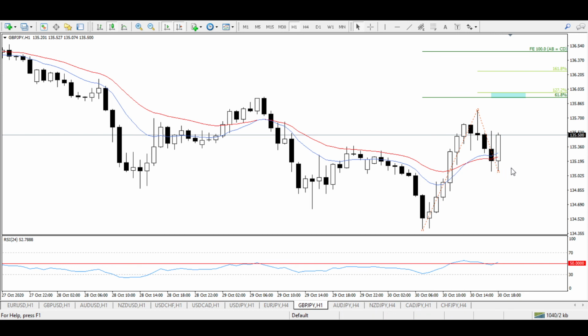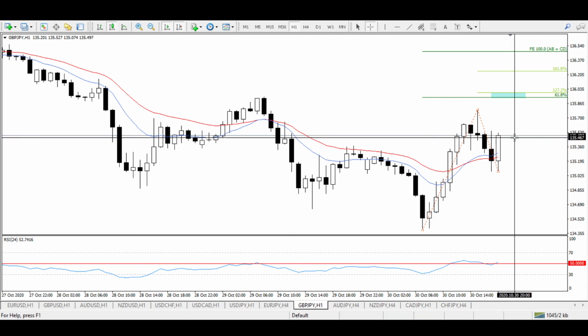You can enter after the closing of the candle. You can wait for like 5-10 pips downward move after closing of the candle to find even better entry. So I'm gonna simply wait for the closing of candle, and then I'll be looking for a chance to enter around 135.45, and then my SL will be 42 pips, TP will be 47 pips.